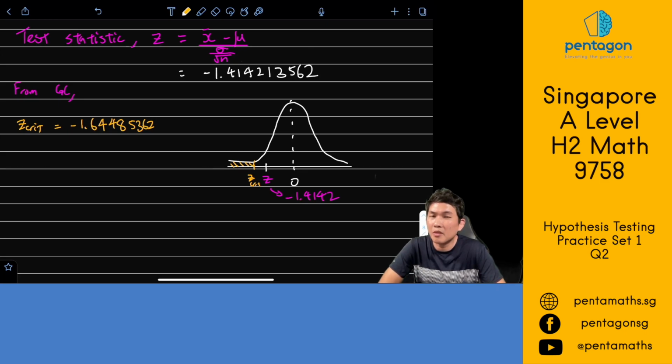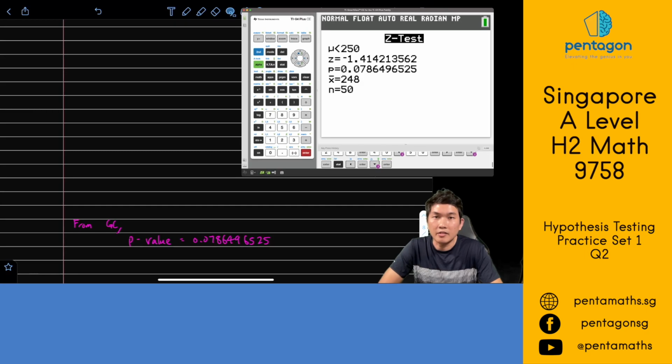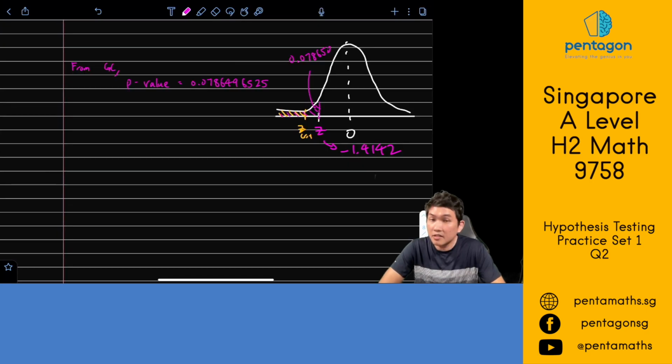Now let's look at step 3b. How can we conduct the same test, but just purely using the calculator and obtaining the p-value? In order to conduct the test using the p-value, you have to input these things into your graphing calculator under z-test, and you'll get this. So our p-value is 0.07865. And since this value is greater than the level of significance, which is 0.05, we do not reject H0.